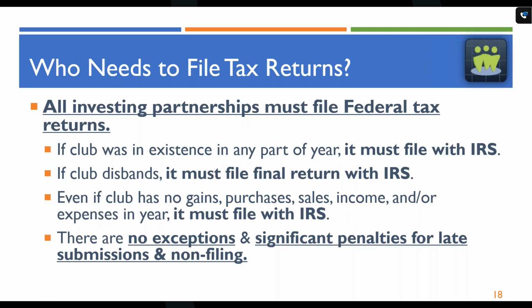That includes whether you had really no transactions, gains, purchases, or anything like that. The IRS still wants to hear from you. These are informational returns, so by filing, they get the information they want. And there are really significant penalties for late submissions and non-filing. Last I looked, I haven't checked this year's penalty, but last year's was like $220 per month per partner. So it adds up really great. We've had clubs coming in with almost tens of thousands of dollars in penalties because they had a lot of members and they didn't file on time. So file on time, it's really important.